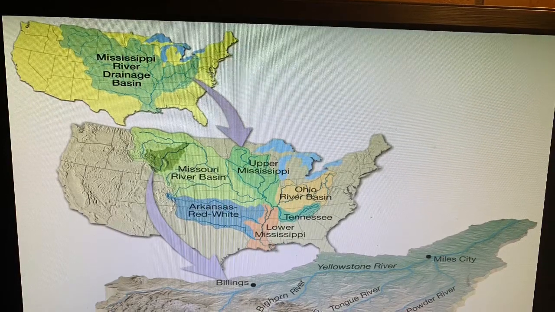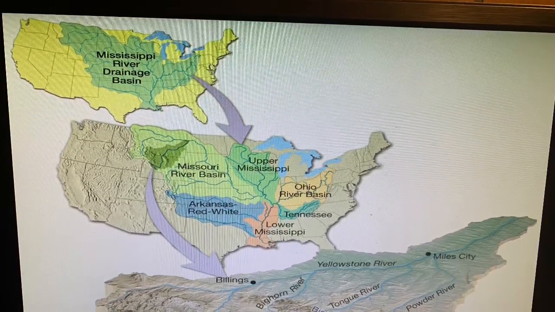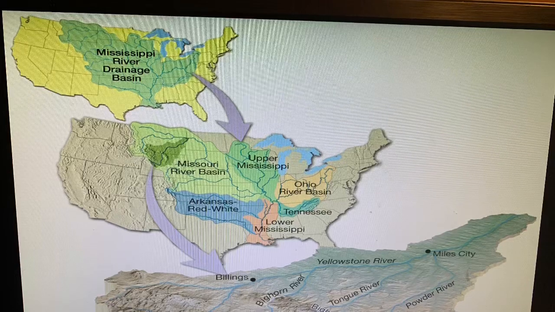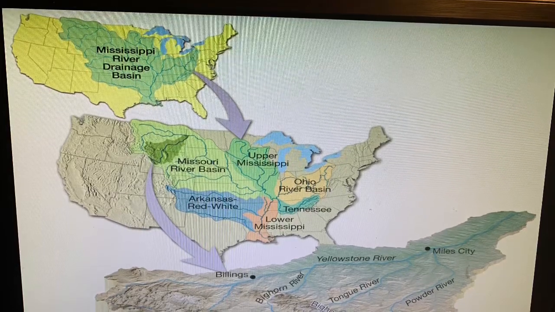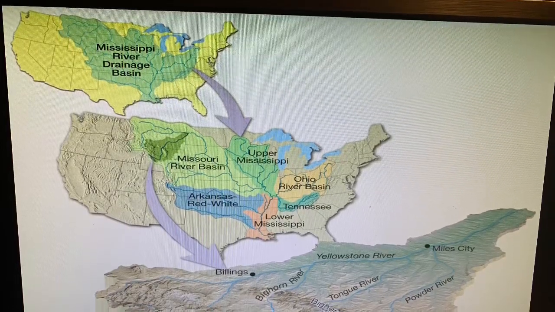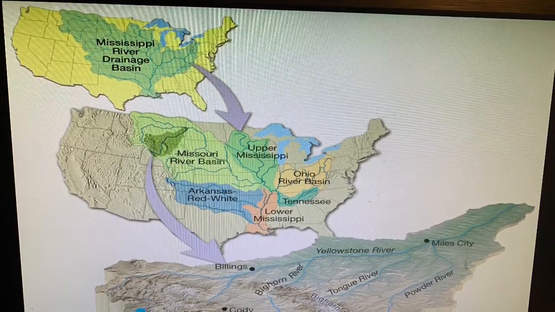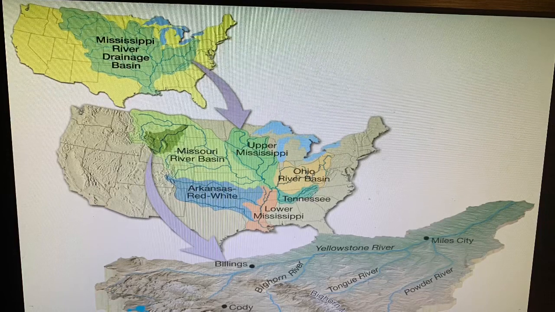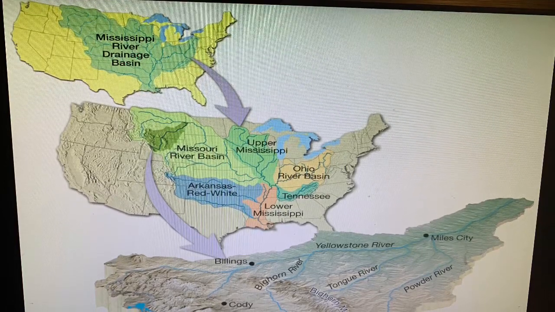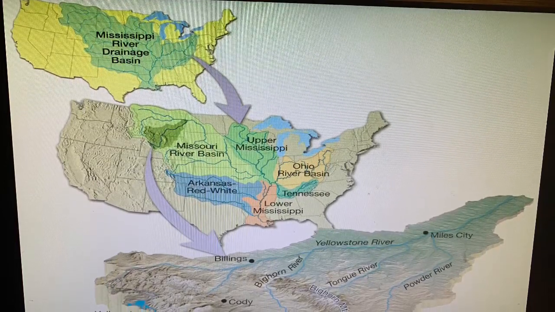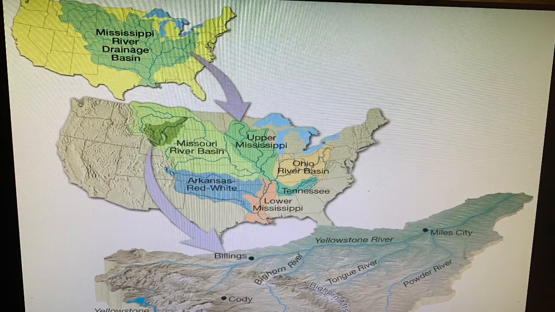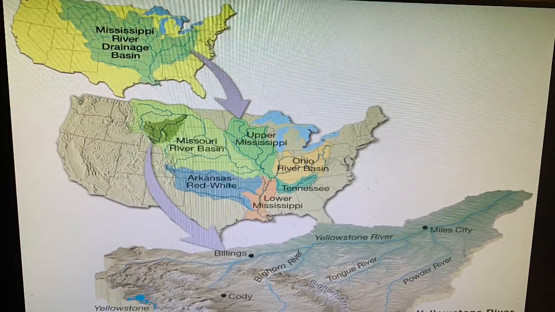Now, the picture that you see before you actually shows a bunch of different drainage patterns. It gives you the drainage pattern from something as large as the Mississippi River. So if you look in the upper left-hand corner, you can see that large green mass. That shows you all the rivers that contribute to the Mississippi being the largest river that we have here in the United States. So all of those rivers touching all of those states drain into the Mississippi.